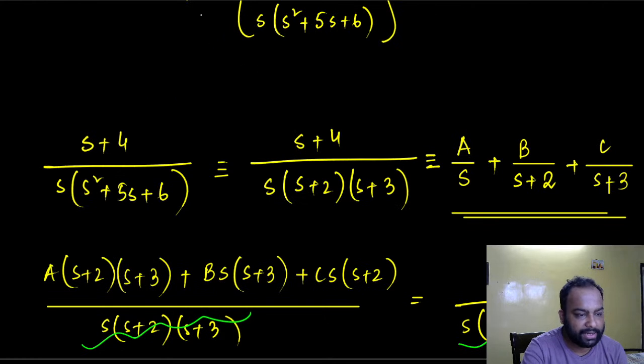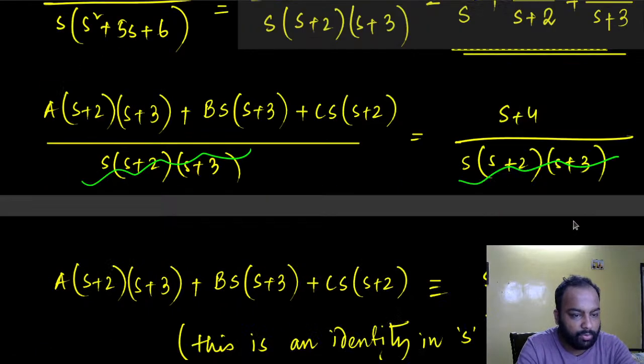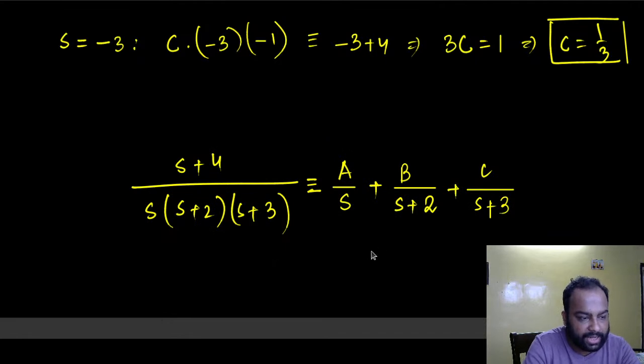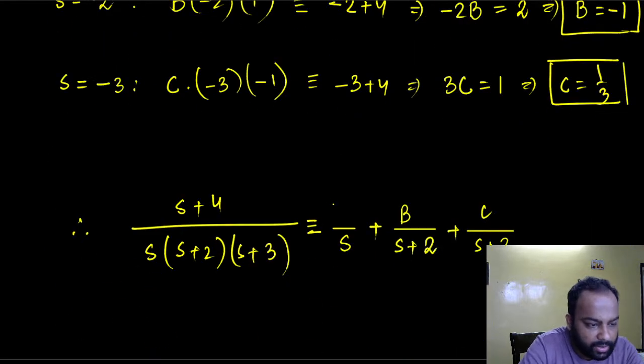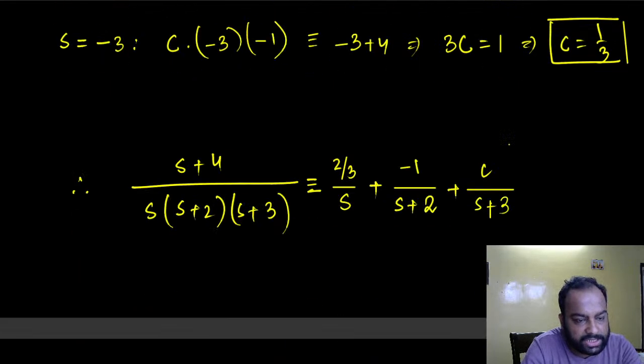So let's bring this line back. So that was the whole thing for which we were looking for the inverse Laplace transform, but this can be written as this. We said that now we know the values of A, B and C. So what is the value of A? A was 2 by 3. What is the value of B? That's -1. And what is the value of C? That's 1 by 3.